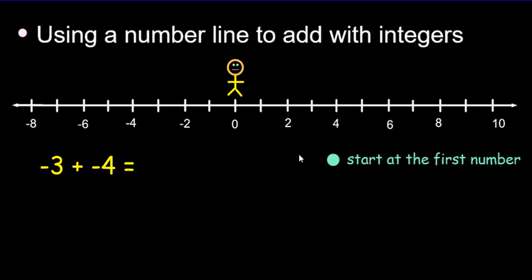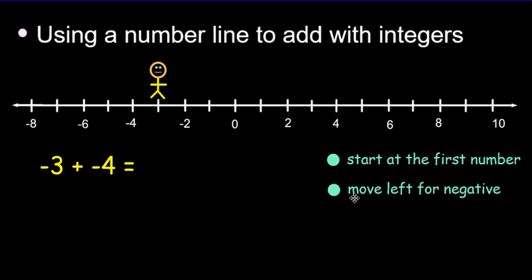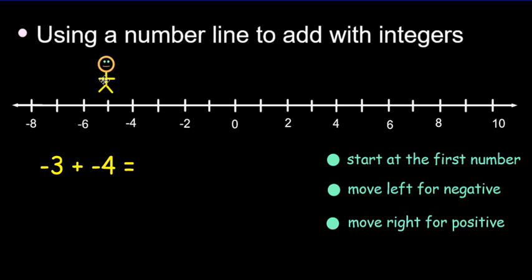The first thing you want to do is start at the first number. So if the first number is -3, we're going to bring our little man over here, or woman with no hair, over to -3. And that's going to be the starting position. So the first number tells you where to start. Second number, if it's negative, we move to the left. And if it is positive, we move to the right. So in this case, we have a -4. So we're going to move to the left 4 units. So we'll go 1, 2, 3, 4, and we end at our answer, -7.